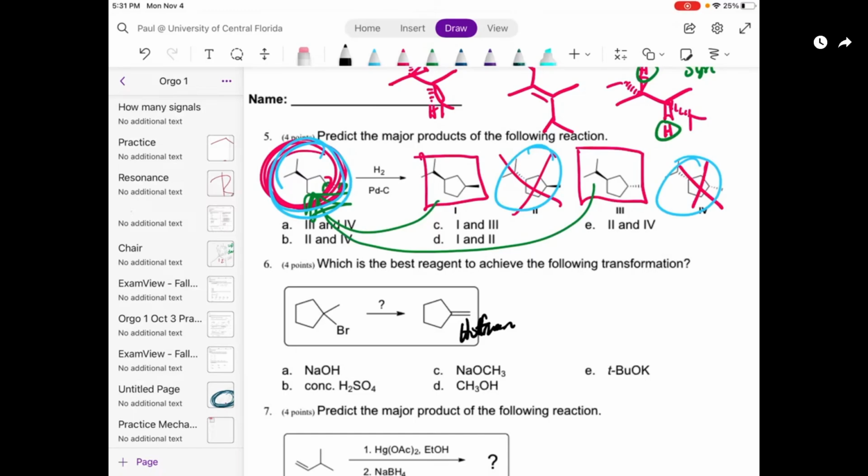So in order to do that, we need a strong, bulky base, because we want to attack this hydrogen right here. And if we used a smaller base, it would have gone for that guy to give us the thermodynamic product, which would be that guy. But we want to abstract this proton. And so if we use a bulkier base, it's going to prefer the less sterically hindered one. So answer E.